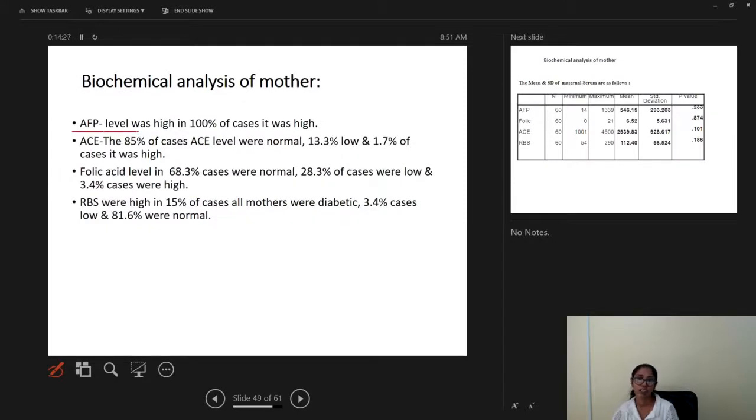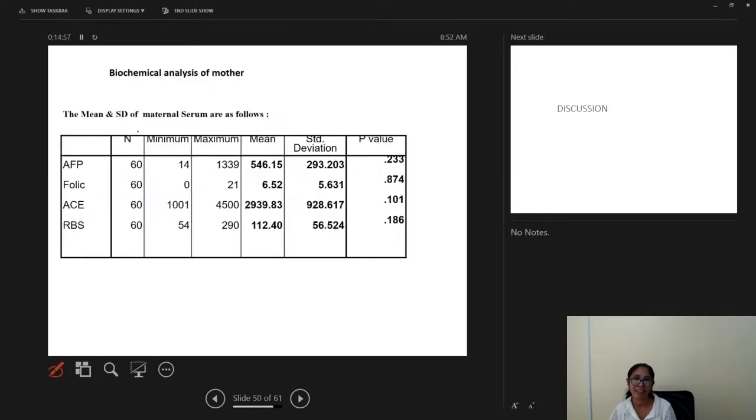As I already told you, alpha fetoprotein level is high in 100% of cases. Acetylcholinesterase was normal in 85% of cases, low in 13.3%, and high in 1.7%. Folic acid level was normal in 68.3% of cases, low in 28.3%, and high in 3.4%. Random blood sugar level was high in 15% of cases, and they were diabetic, very low in 3.4%, and normal in 81.6%. And these are the mean differences and standard deviation of the maternal biochemical analysis.